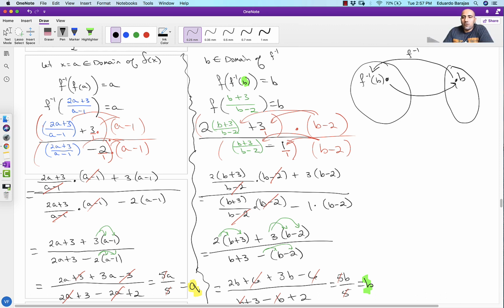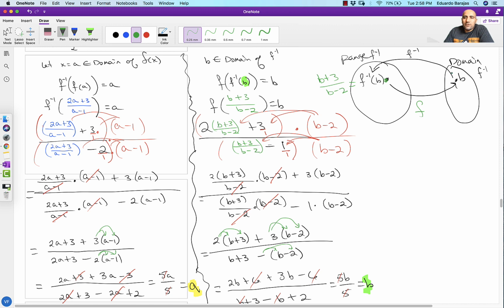I started off with b in the domain of f inverse. This is the domain of f inverse, and then it took me to some value in the range of f inverse, this value right here, which is b plus 3 divided by b minus 2. That's this point here. And then we applied that one into the f function, and then it brought me right back to b.